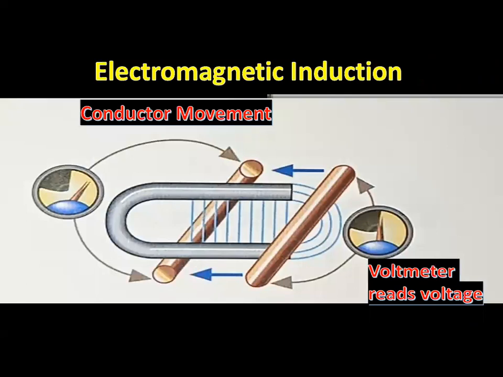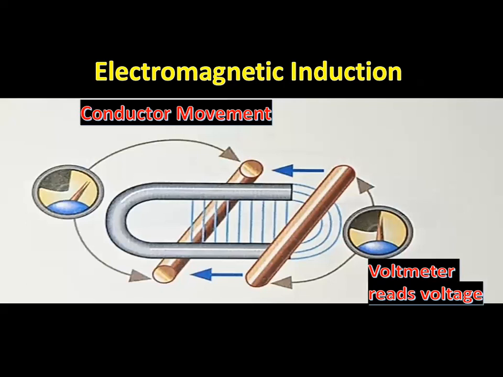When a conductor is moved through a magnetic field, a voltage is induced in the conductor. This process is called electromagnetic induction. If the conductor is connected to a complete circuit, current flows through the circuit. During electromagnetic induction, it doesn't matter if the conductor is moved through a magnetic field or the magnetic field is moved across the conductor. Voltage is induced in the conductor.